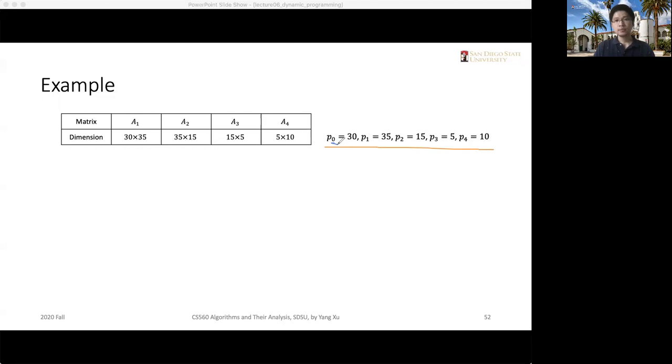So P0 is 30, and 30 is the number of rows, the left component of the dimension for matrix A1, and 35 here is P1, and so on for A2, A3, and A4. So there are actually 5 distinct integer numbers stored in the P array.